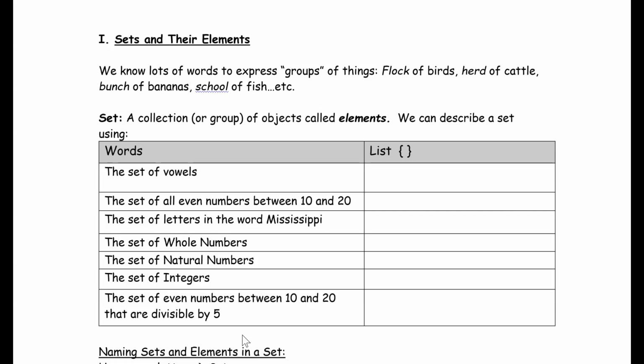So let's do a couple of examples. When we are listing out sets, we always use curly brackets. And so for the first example, the set of vowels, we would write a curly bracket and we would write the list of vowels. So A, E, I, O, and U. Now with sets, the order doesn't matter.